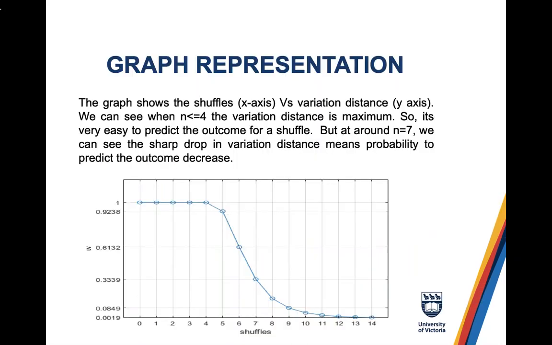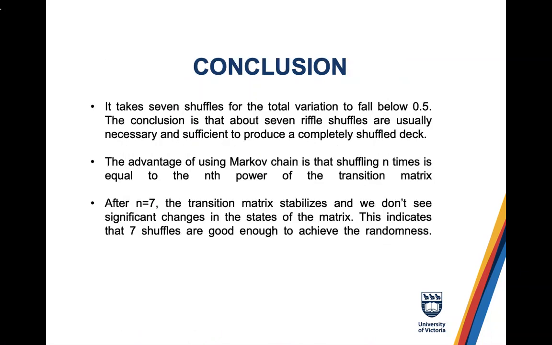The graph representation. The graph shows the number of shuffles on the x-axis versus variation distance on the y-axis. We can see that when n is less than or equal to 4, the variation distance is maximum, so it's very easy to predict the outcome of a shuffle. But at around n equal to 7, we can see a sharp drop in variation distance, which means the probability to predict the outcome decreases. The conclusion is it takes 7 shuffles for the total variation to fall below 0.5. Seven riffle shuffles are usually necessary and sufficient to produce a completely shuffled deck.